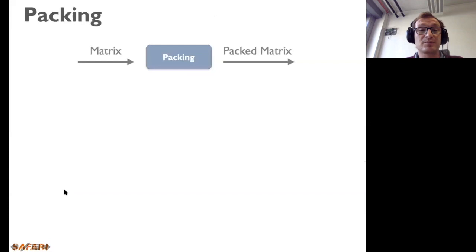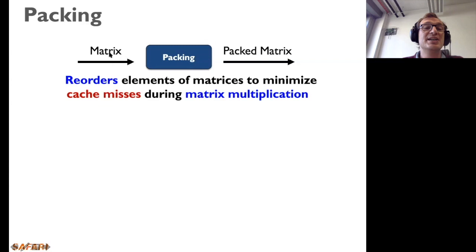So what is packing and unpacking? Basically, you have some matrix. It's a sparse matrix. To be able to efficiently process the matrix, what you do in the program is to reorder the elements of matrices to minimize cache misses during matrix multiplication. Essentially, sparse matrix becomes a packed matrix. Sparse matrix means many values are zeros. Packed matrix means you eliminate the zeros somehow. Okay, that's one example, right?